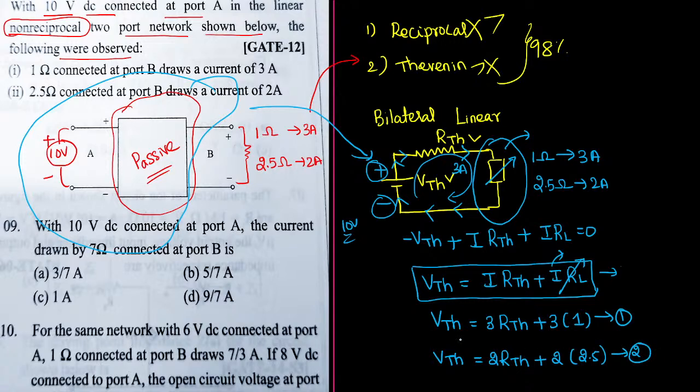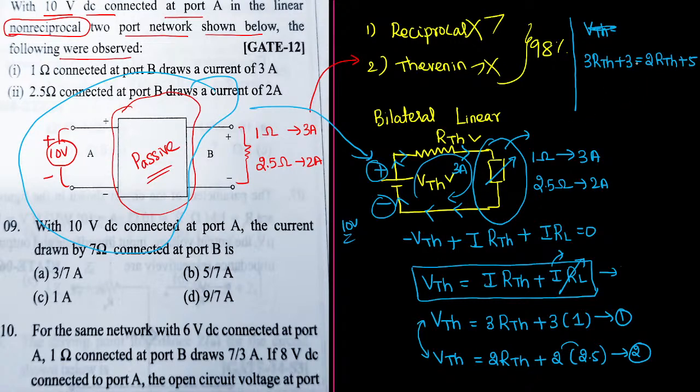Now it is very easy to solve these two equations because there are only two unknowns with two equations. 3 into 1 will be 3, 2 into 2.5 will be 5 volts. So what can be the expected value now? VTH equal to, I can equate these two. First of all, listen. In both cases the LHS is VTH. Now if you equate the two, we can write like this: 3 times RTH plus 3 equal to 2 times RTH plus 5.